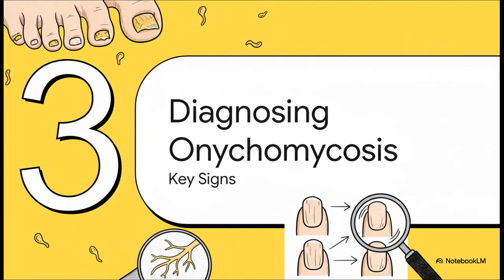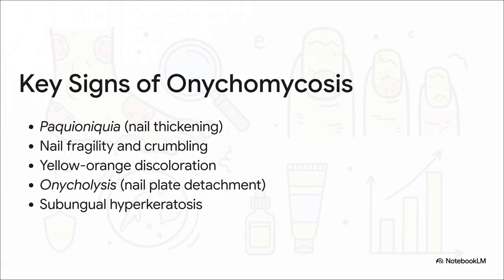All right, let's switch gears and focus on the nails. Module 3 is all about diagnosing onychomycosis and, just as importantly, learning the key signs that help you tell it apart from common mimics. So these are the fundamental clinical signs of onychomycosis. You really need to be comfortable with this vocabulary. First, pachyonychia, which is just a fancy word for nail thickening. Then you'll see nail fragility and crumbling. Look for distinct changes in color, usually on the yellow-orange spectrum.